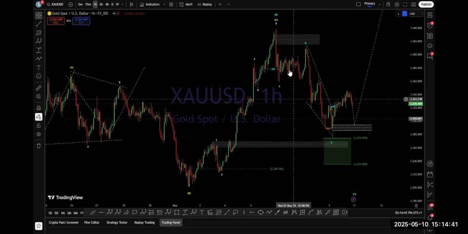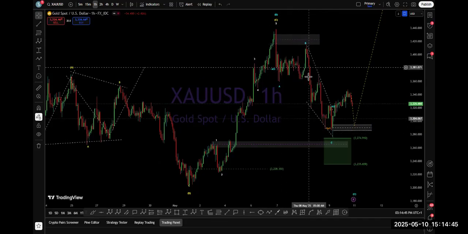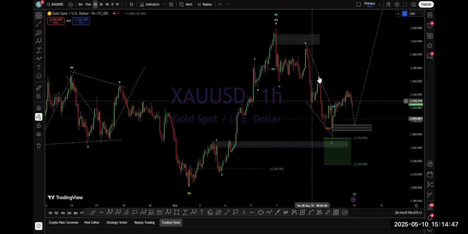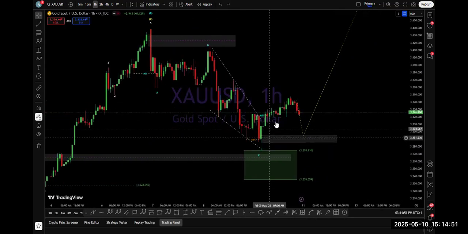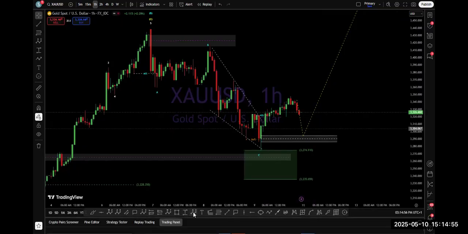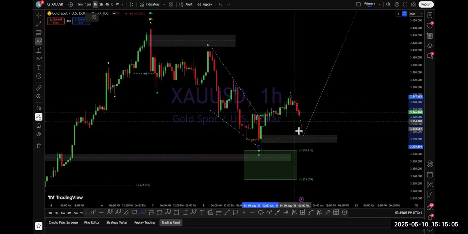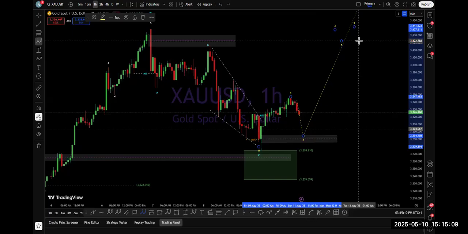Gold has made an ABC correction. The wave C made an ending diagonal, 1, 2, 3, 4, 5. So to me, this is wave 1. Let me just put a label. To me, this is wave 1, wave 2, then 3, 4, 5, somewhere up.